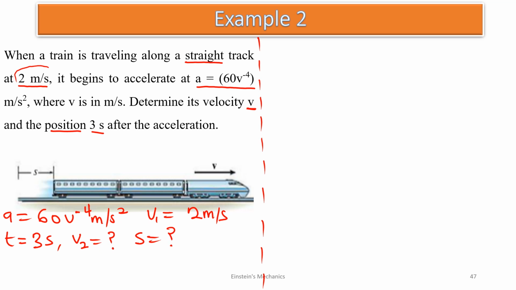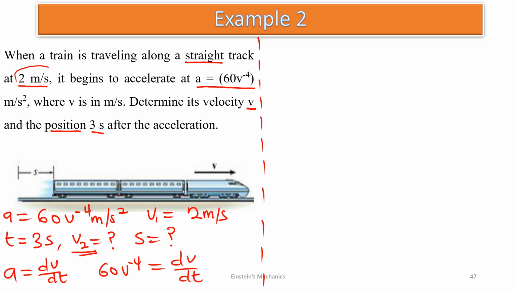Very good. So to know the velocity, I know that acceleration is going to be dv on dt. Right. Do I have a function for acceleration? Yes. So that means I'm going to have a function this way: 60v^(-4) is equal to dv on dt. Now watch this very well.